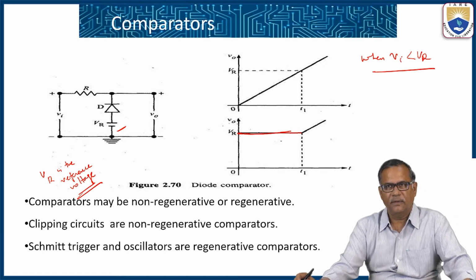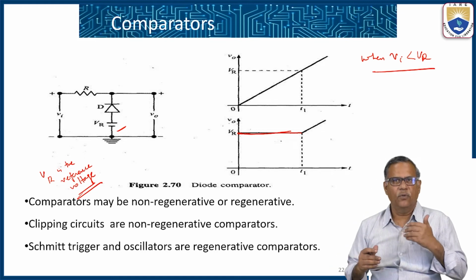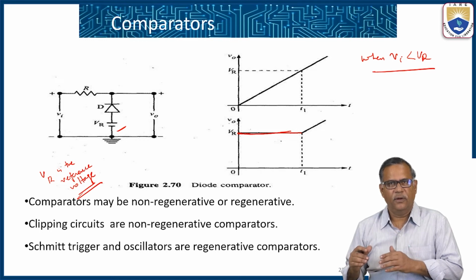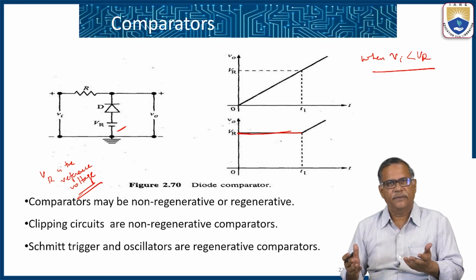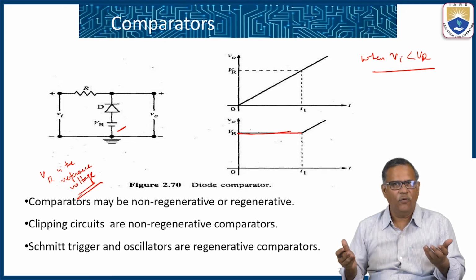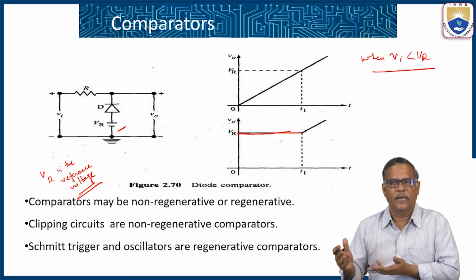And at T1, when the applied voltage becomes greater than VR, then what happens? The cathode of the diode is at a more potential compared with the anode of the diode. So the diode is in reverse bias, and when the diode is in reverse bias, it acts like an open switch, and we simply get the input voltage at the output terminal.